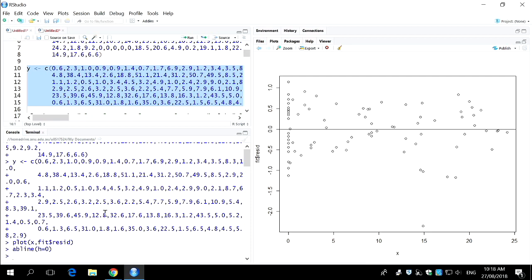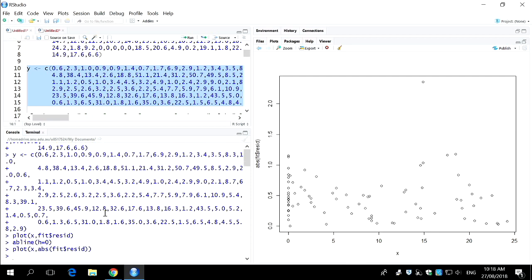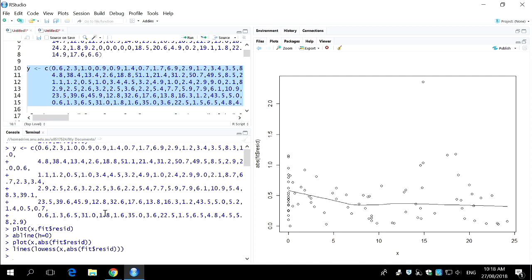So the next plot I typically produce is an absolute residual plot. So first plot's just a regular residual plot, second plot, an absolute residual plot. So I go plot x, abs(fit$resid). So this is my absolute residual plot, and then I'll typically go lines(lowess(x, abs(fit$resid))). So I just throw a lowess curve through this plot.